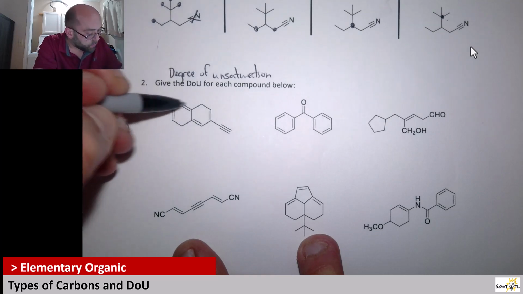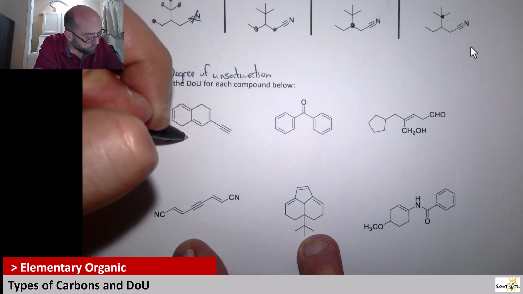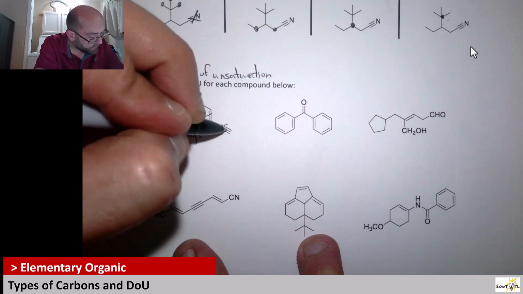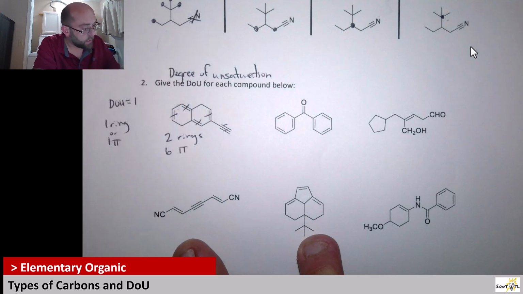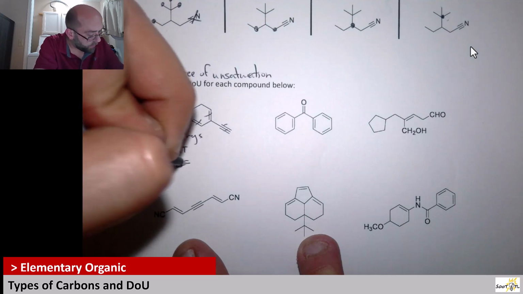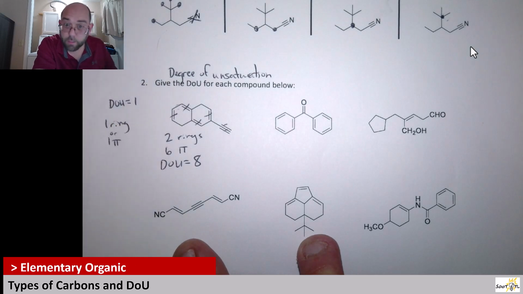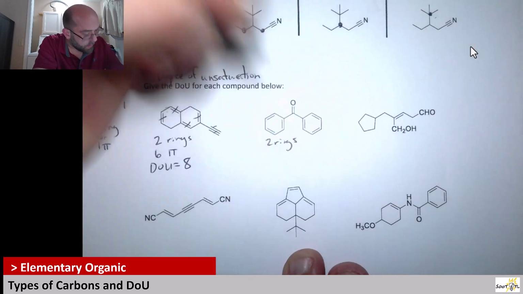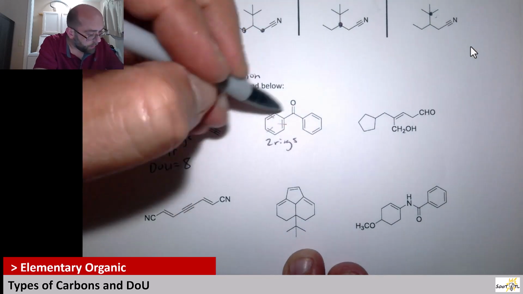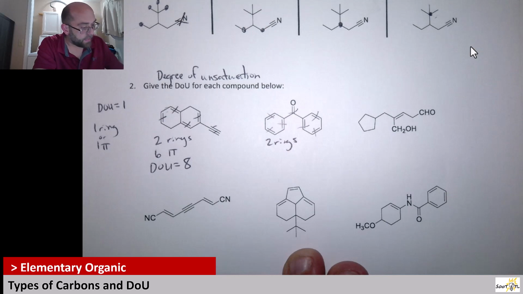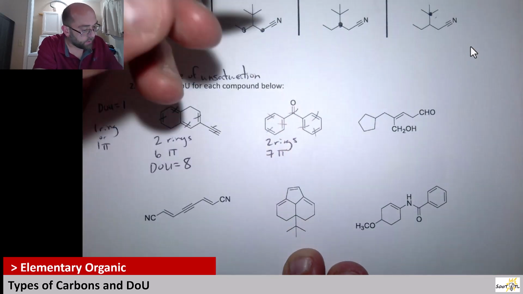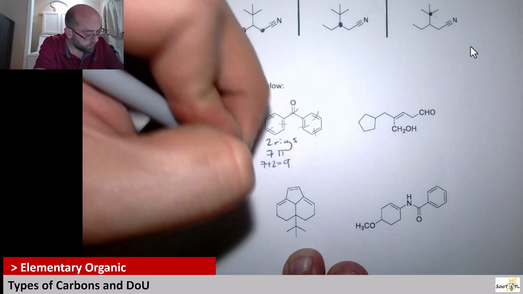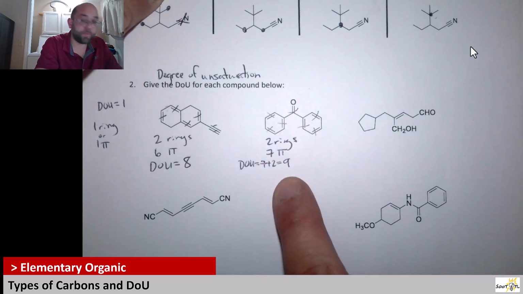Here this guy has 1, 2 rings, and then it has 1, 2, 3, 4, 5, 6 pi bonds. So it has a DOU of 8, 6 plus 2. That's what I did. This guy has 2 rings, and then it has 1, 2, 3, 4, 5, 6, 7 pi bonds. So that would be 7 plus 2, or 9. So this one has a DOU of 9.